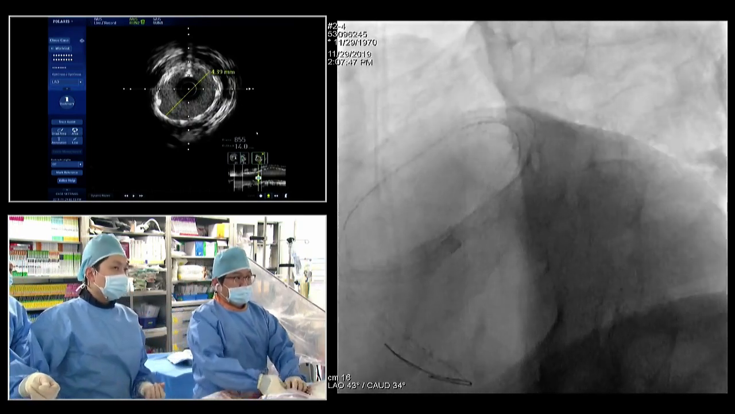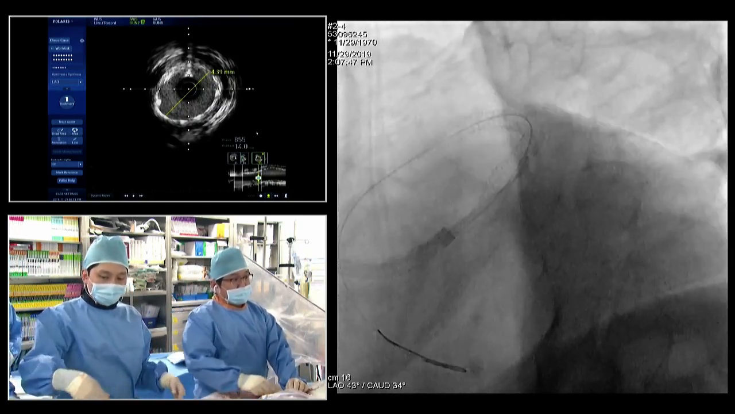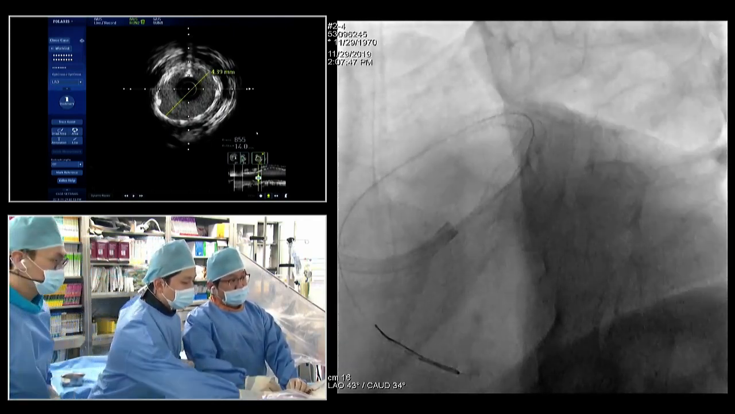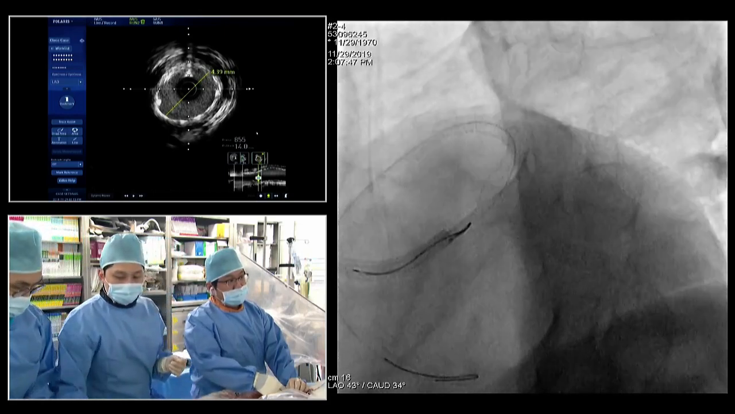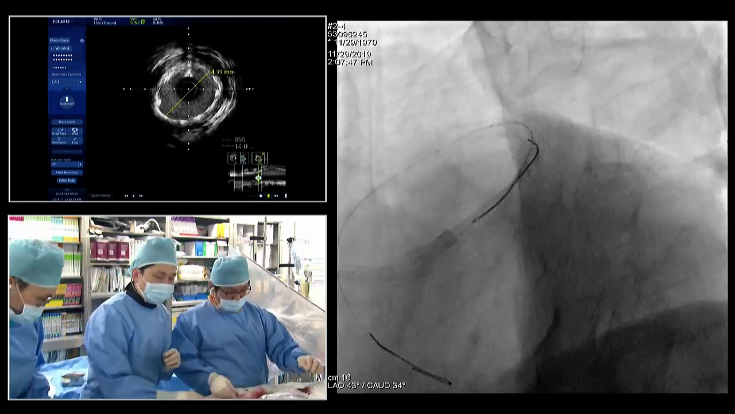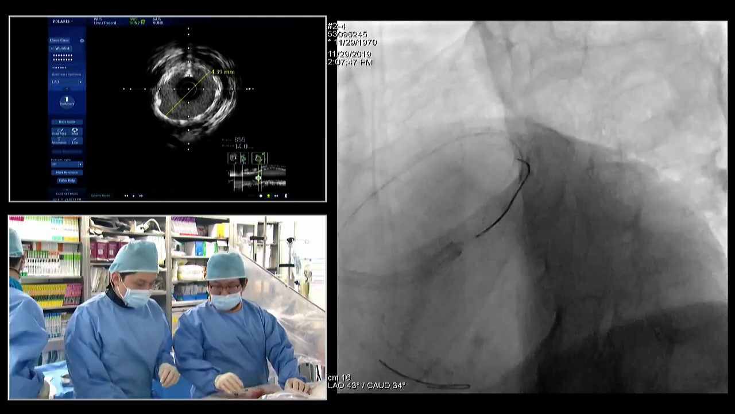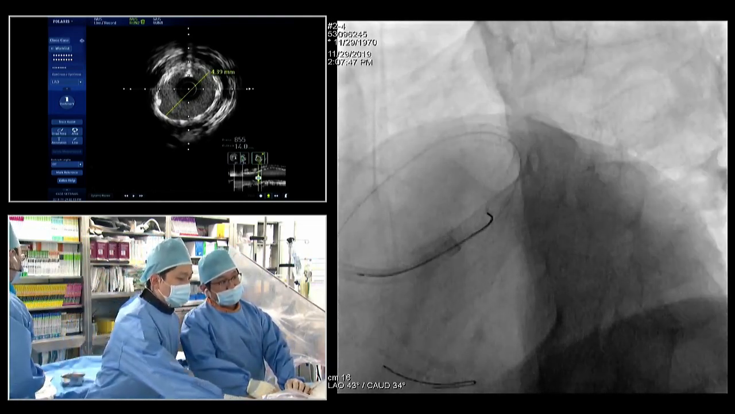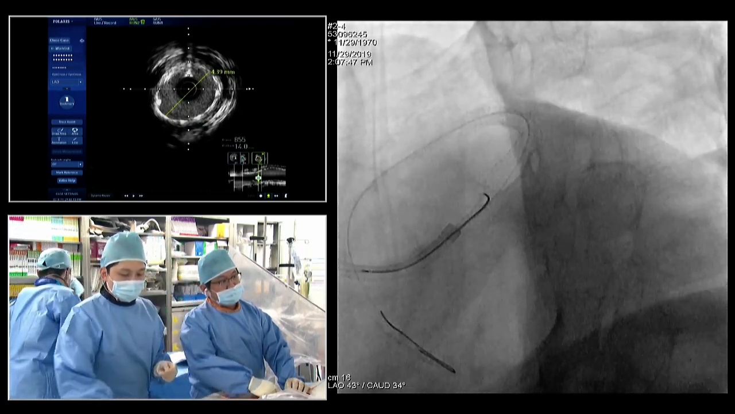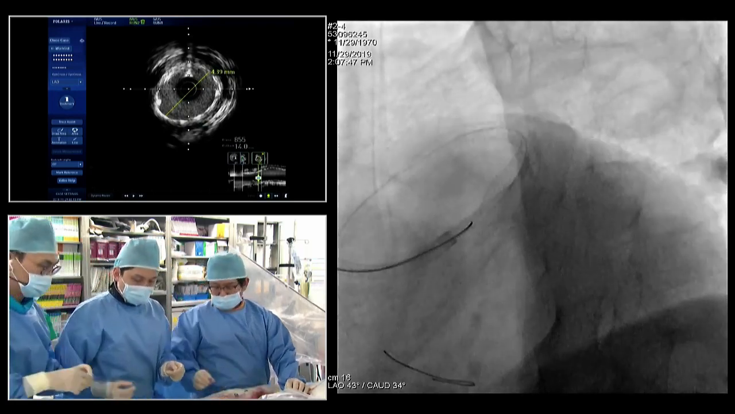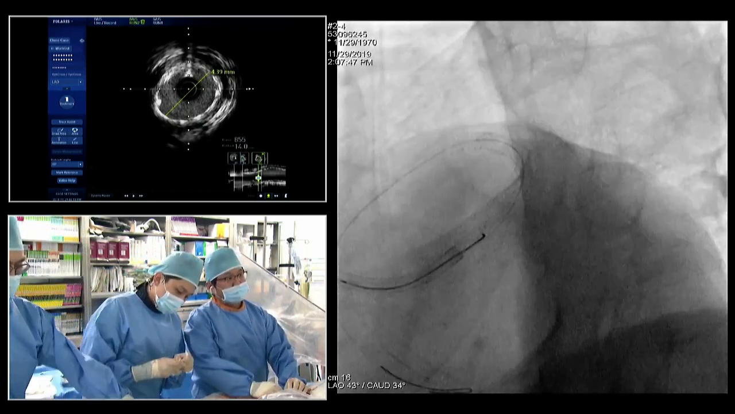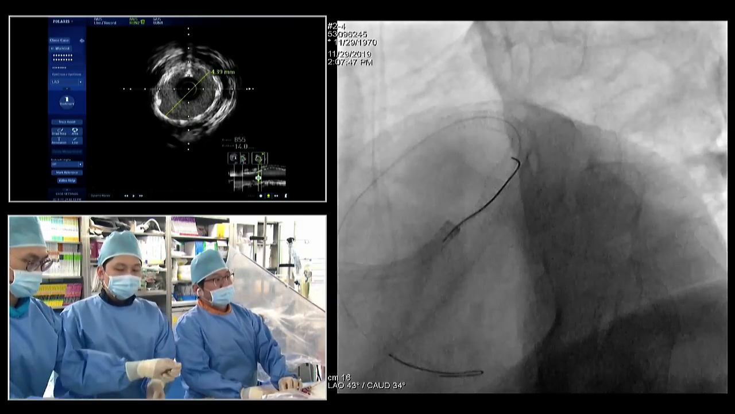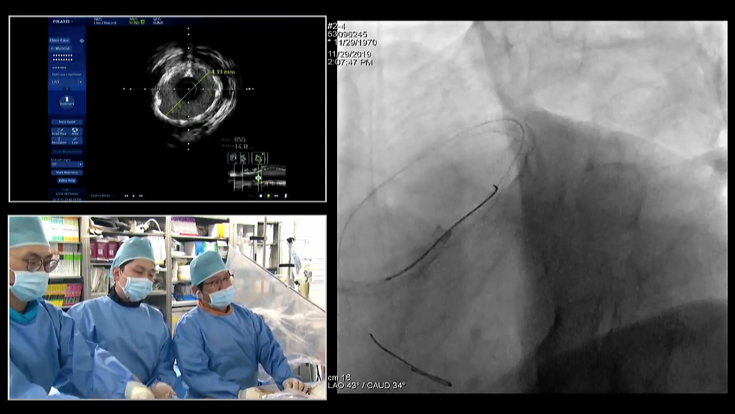So why are you using a workhorse wire for the circumflex? Just use the wire. Yeah, PM-12 wire. This is a BMW wire. Okay. Rewiring.